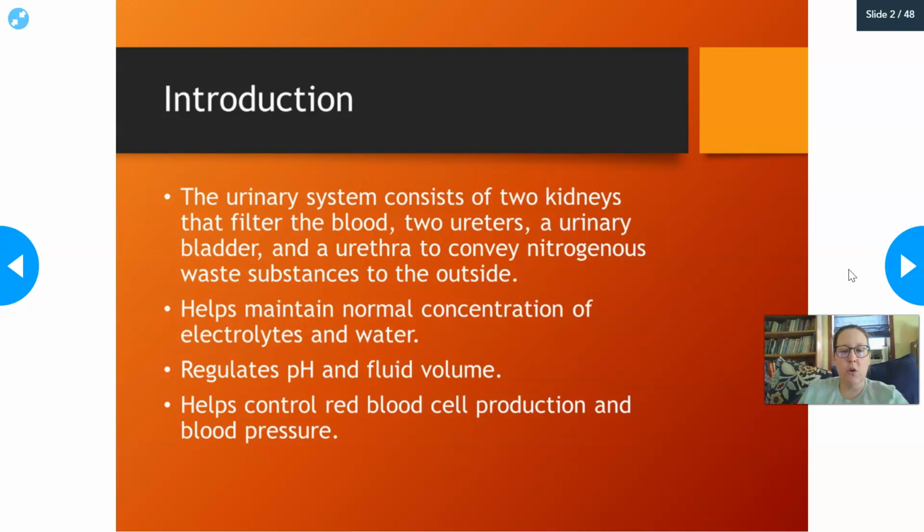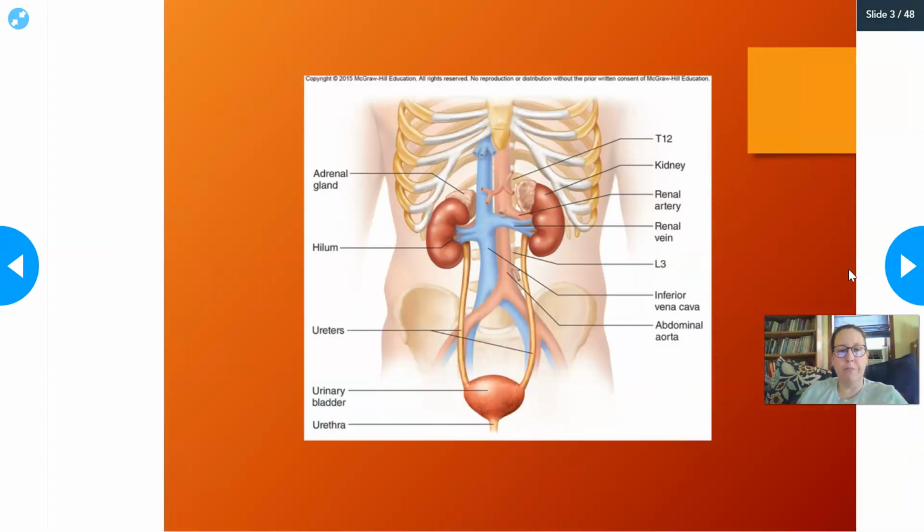It helps maintain normal water concentrations of electrolytes in water. That's its main job. It regulates pH and fluid volume. That's also one of its main jobs. And it helps control red blood cell production and blood pressure.